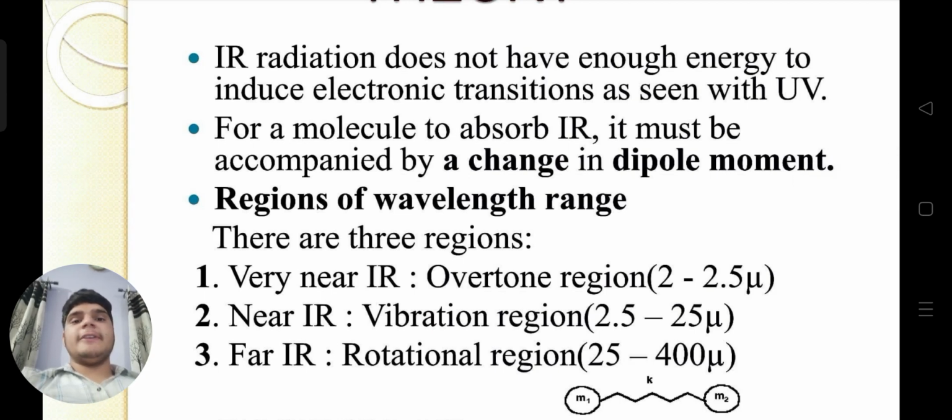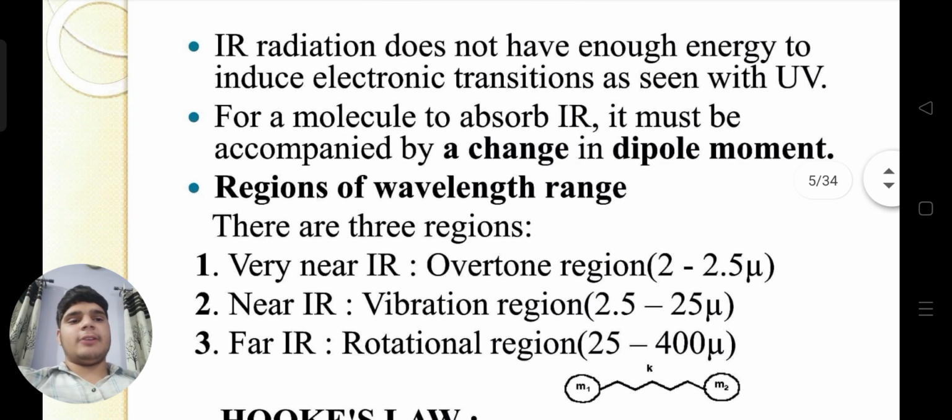First one is very near IR, which is also known as the overtone region, ranging between 0.8 to 2.5 micrometer. The second one is near infrared, also known as the vibration region, which lies between 2.5 to 25 micrometer. And the third one is far IR, also known as the rotational region, that ranges from 25 to 400 micrometer.